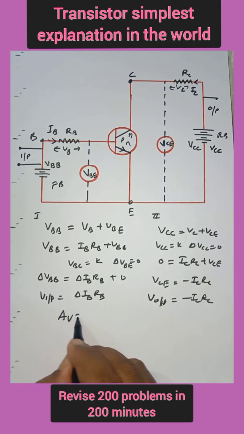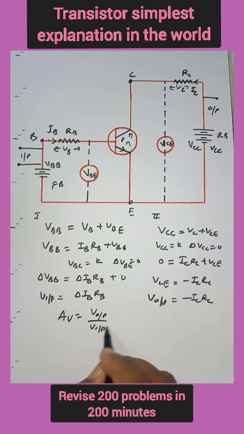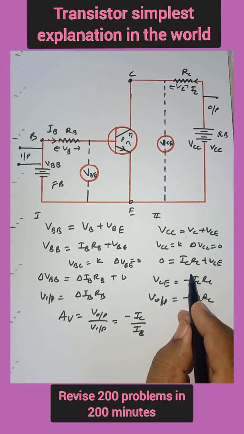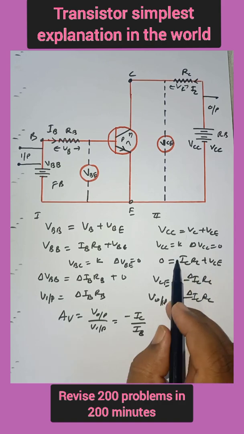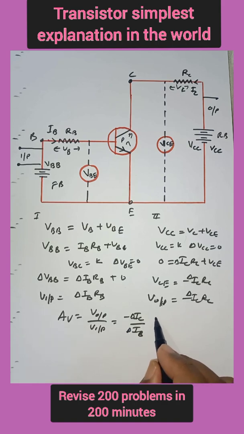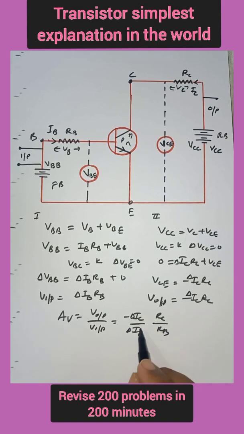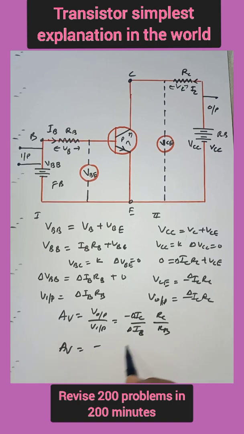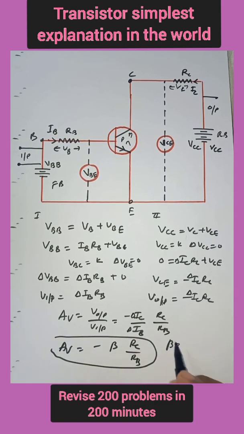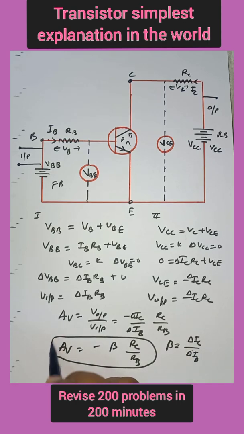You all know that voltage gain is nothing but V output by V input. So we can take it as delta IC by delta IB. If there is a change, you can take delta if you want, it doesn't matter. After that, we get delta IC by delta IB into RC by RB. You have to remember one thing: IC by IB is nothing but beta, so the voltage gain is minus beta into RC by RB, whereas the current gain is beta, which is delta IC by delta IB. This is a sweet and smart explanation of the transistor in the CE configuration.